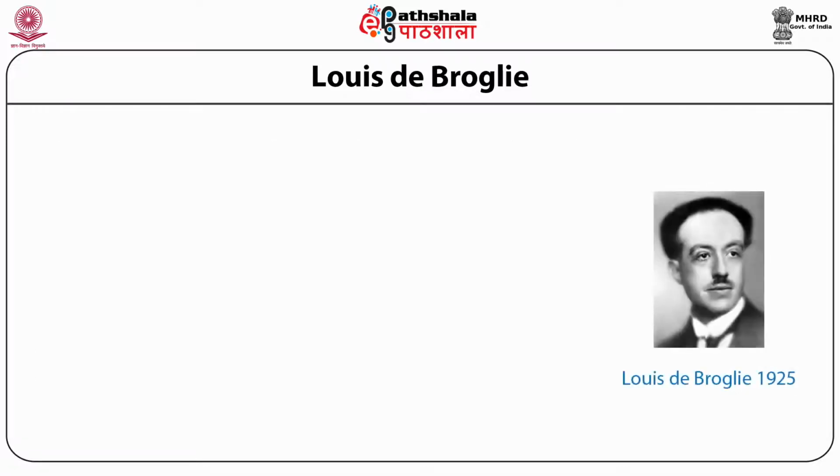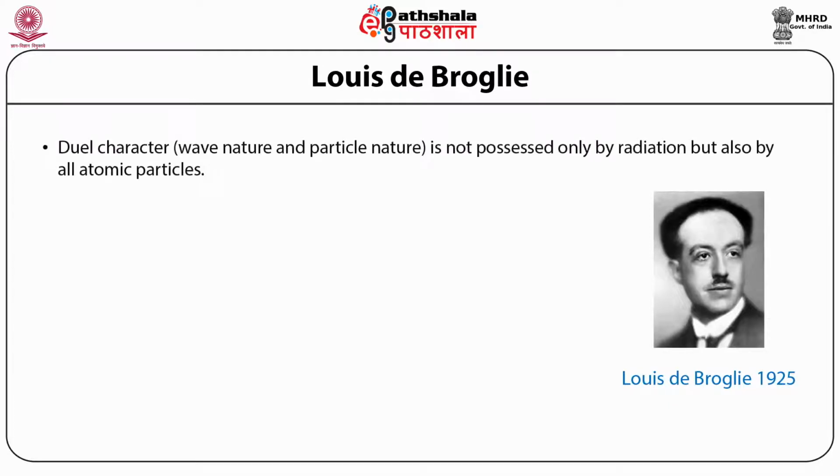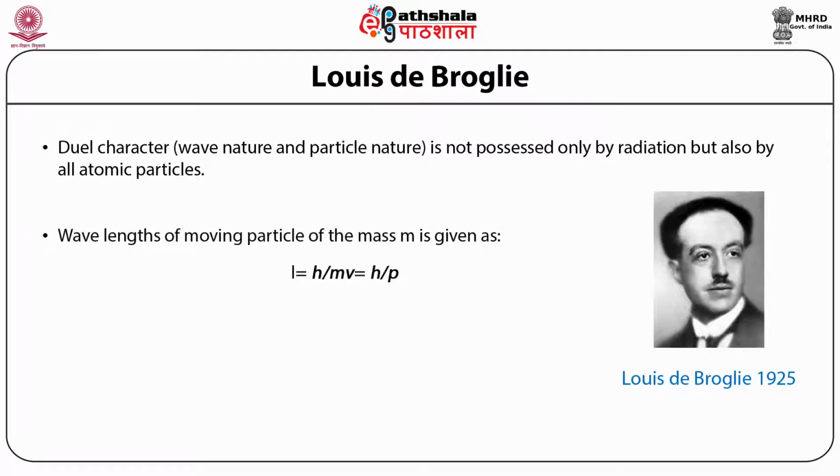Louis de Broglie, in the year 1925, showed that dual character, wave nature and particle nature, is not possessed only by radiation but also by all atomic particles. And he described the wavelength of moving particles of mass m and velocity v, which is given as lambda equal to h upon mv, or equal to h upon p, where v is the velocity of the particle and p the momentum.